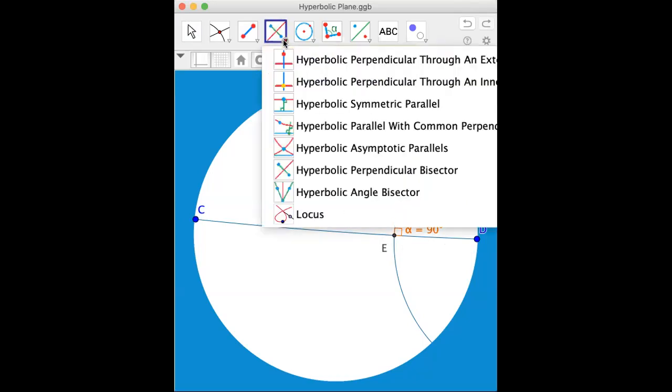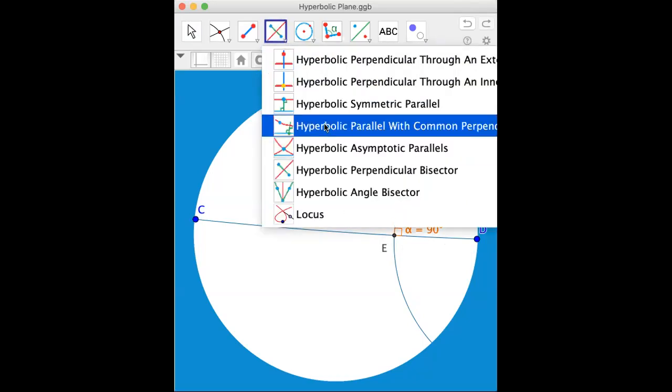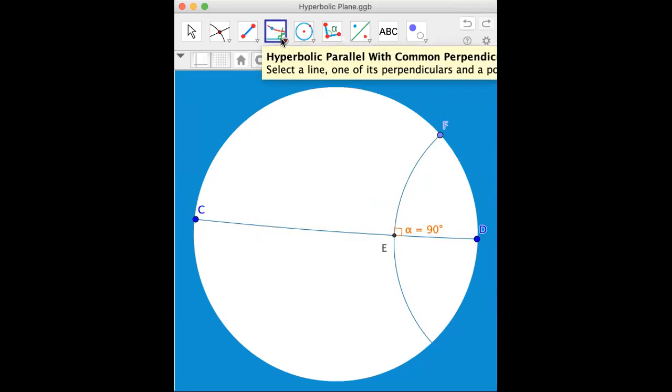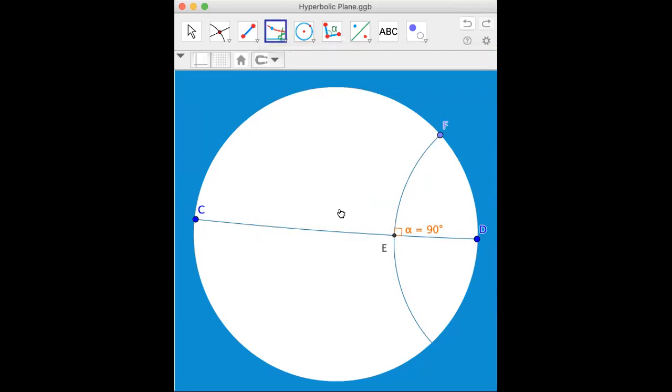So I'm going to go to parallel with common perpendicular. The instructions say you select a line perpendicular and the point out on the first line. So I'm going to select this line right here, the one I want to be parallel to, and this one is the common perpendicular. That means both lines are perpendicular to this line EF, and I'm going to choose the point right here. Then I will have the two.